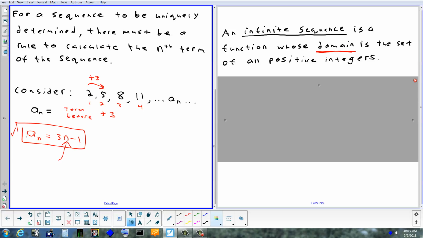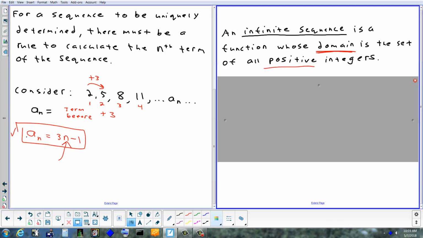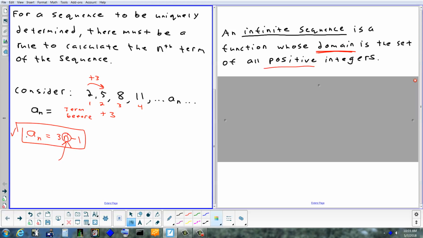All right. So n is never a decimal, and n is never negative, because there's no such thing as the negative 5th term in the sequence. We start with the first term, second, 3, 4, 5, 6, and so on. Right? So that could be any number that you want if this was an infinite sequence, any positive integer.